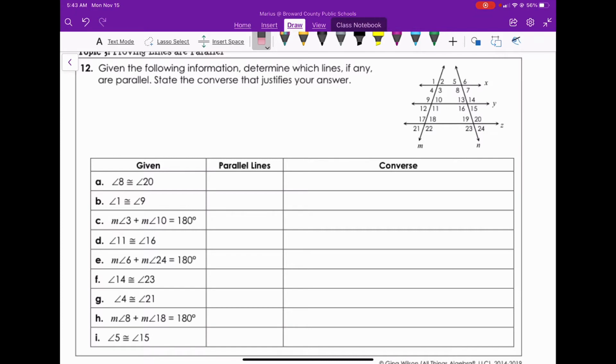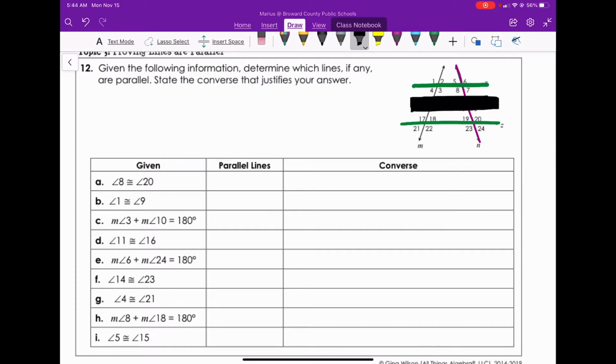So, for example, angle 8 and angle 20 are both on line N, right? So line N is the transversal here. Now, 20 is on Z and 8 is on X. So we're going to cross out that middle line Y, all right?